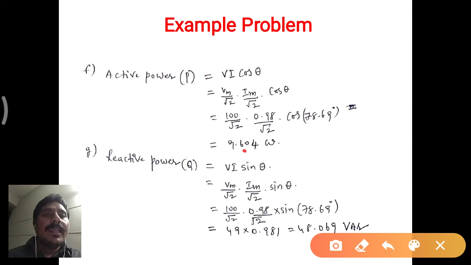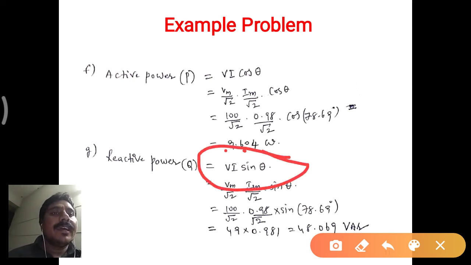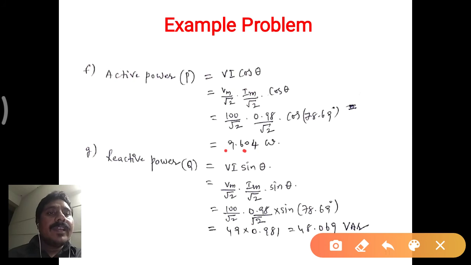So finally the active power is equal to 9.60 watts. The unit for this one is watt. Similarly, I am calculating reactive power. Reactive power is nothing but VI sin theta. VI sin theta means V is the RMS value, times sin theta. All these values are calculated.